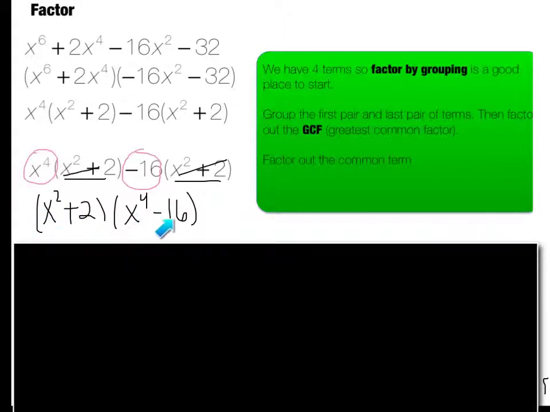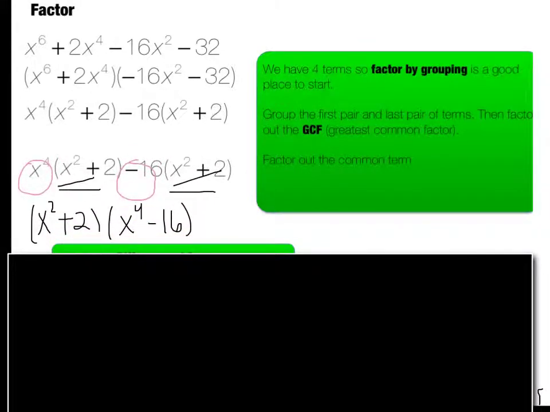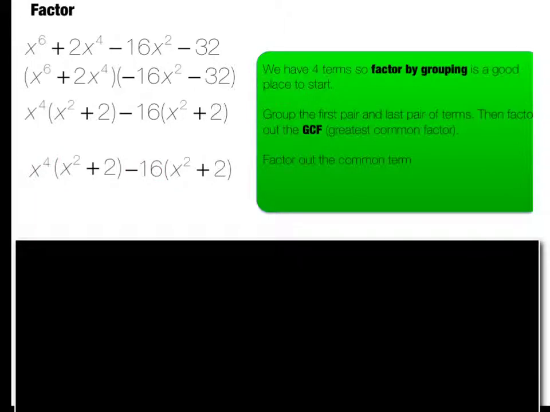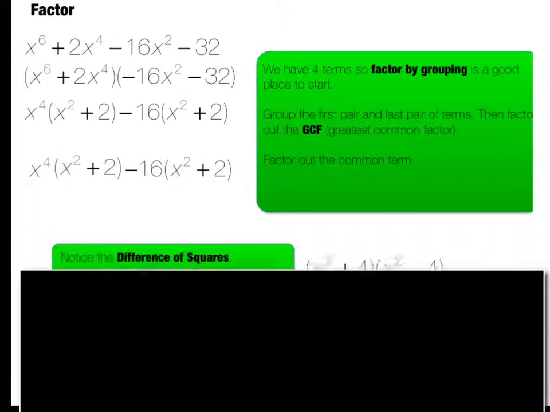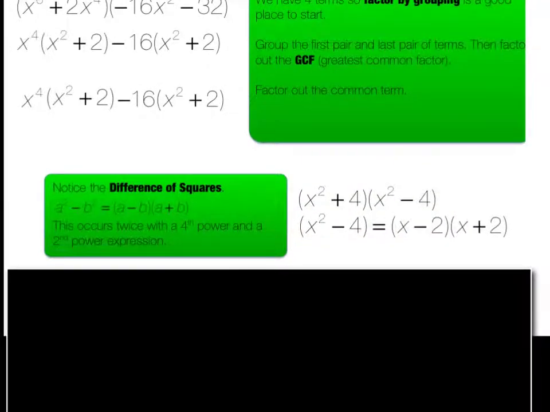X to the 4th minus 16. This is the difference of squares. In this part we have x squared squared. This part we have 4 squared. So that is definitely a difference of squares. So we're going to work on that, and let me erase these parts here. Let's go ahead and continue on. So we've got that taken care of. So we're going to take those two parts and look at them right here.